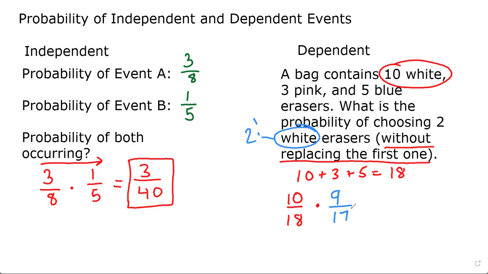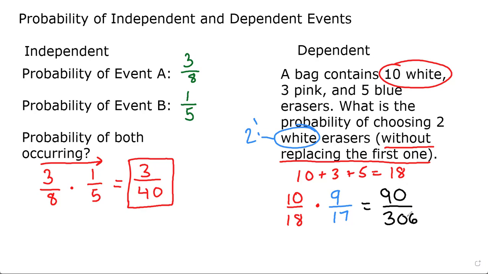But you solve it just like you solved the independent. We're now going to do 10 times 9, which is 90. I'm going to change color. Let's do black. So now it's going to be 90 over, and I have to use a calculator, 18 times 17 is 306.